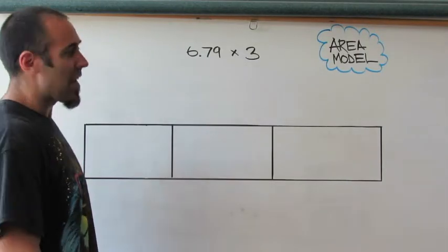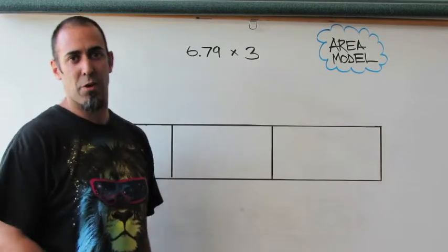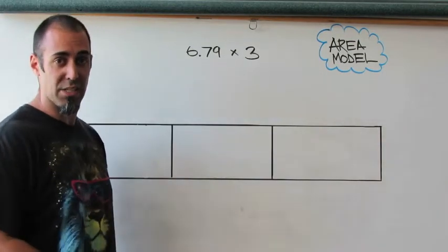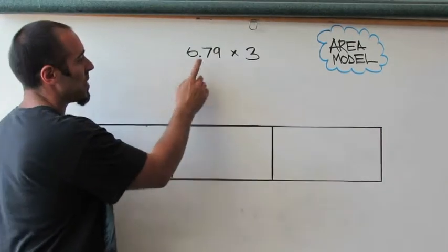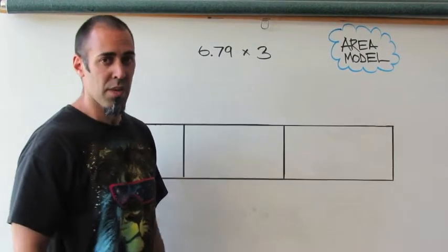Hi. The next model we're going to take a look at is called the area model. And to demonstrate how it's used, we're going to be multiplying decimals. Here we have a problem, 6 and 79 hundredths times 3 ones.